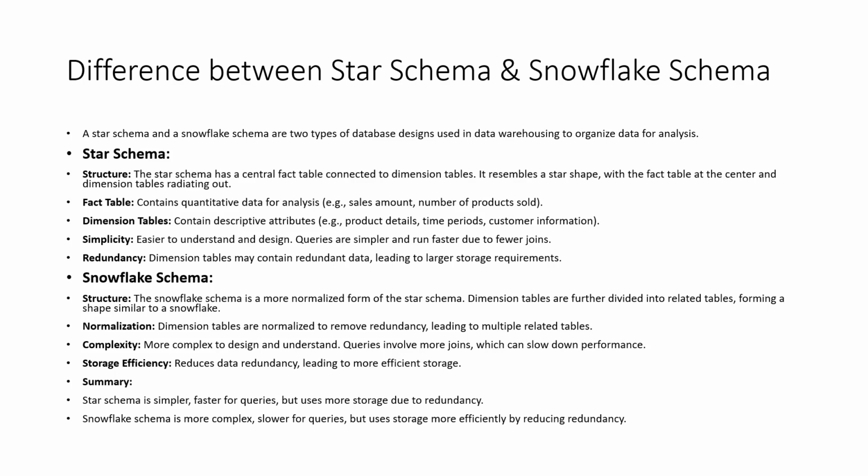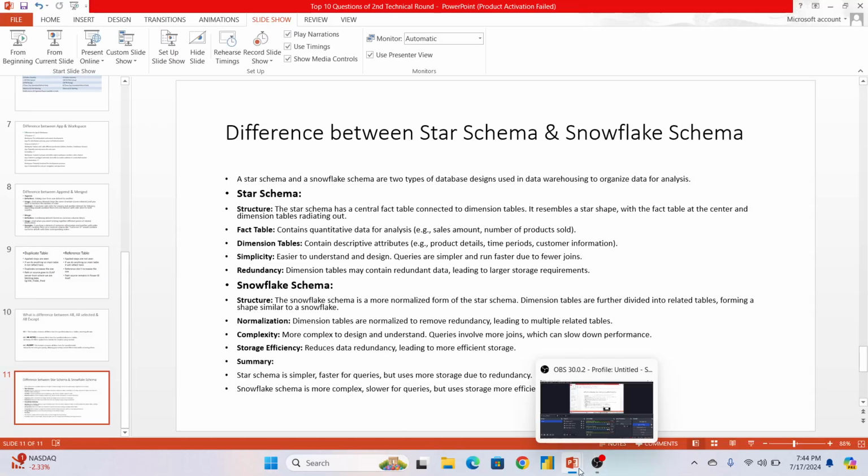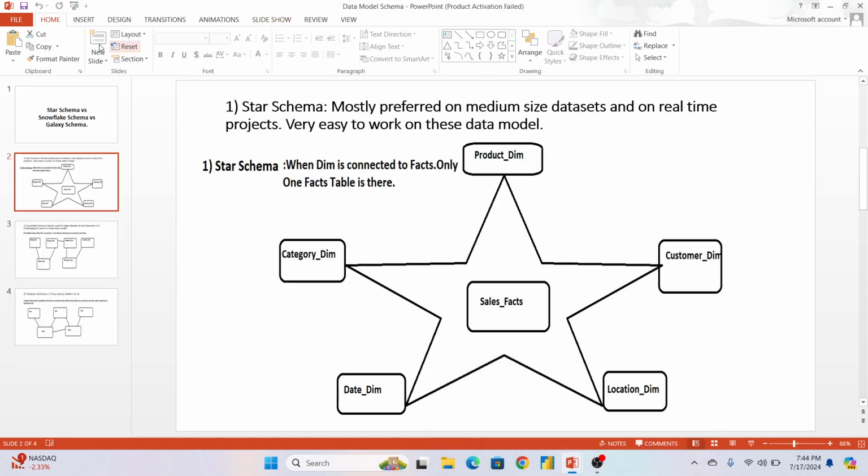The fact table has things like sales amount, number of products sold, market value, revenue, and attribute columns will be there. The dimension table will have details related to products, customer information, and all those things. So even I will show you here.